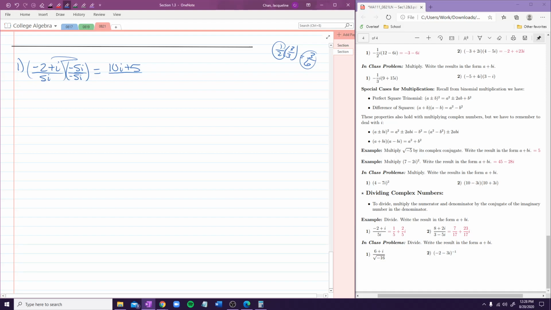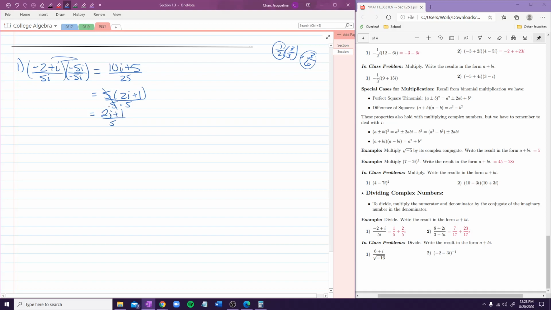Okay, and then 5i times negative 5i, right? So 5 times negative 5 is negative 25. i squared is negative 1, so negative 1 times negative 25, that's positive 25. Okay, these all have 5 in common, so let's factor a 5 out. So I get 2i plus 1, right? 25 can be rewritten as 5 times 5, so these 5s can cancel, so we're left with, okay, I guess we can just write 2i plus 1 over 5, that's fine.